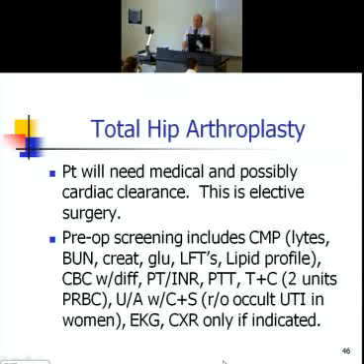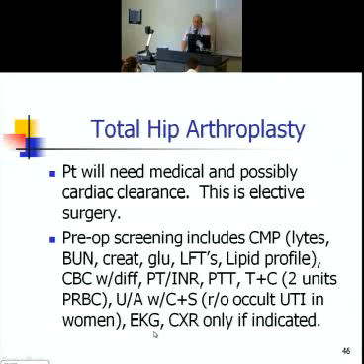And septicemia would not be a good thing post-op. Plus, if the septicemia gets into that joint we just put in, we've got to take it out. There's no way you can treat a septic joint and leave the hardware in. You have to remove it. So that would be a disaster. So we do a UA and a C&S on our patients before we do total joint replacements.